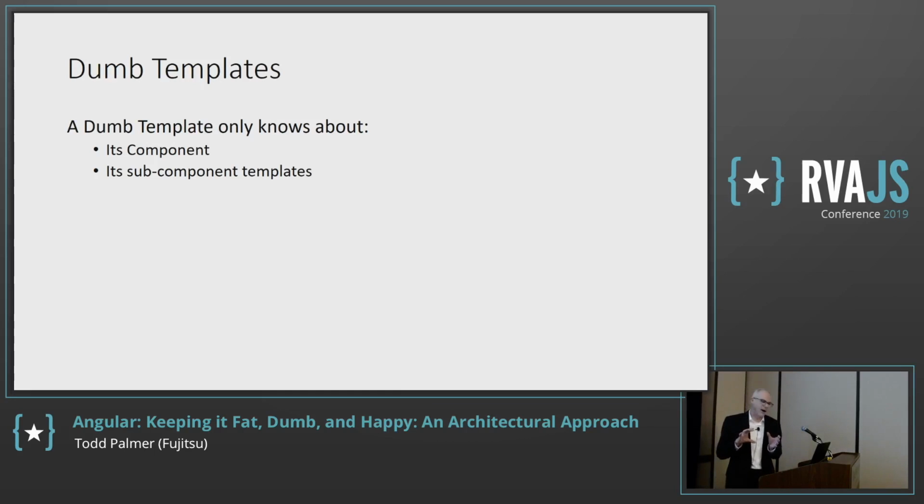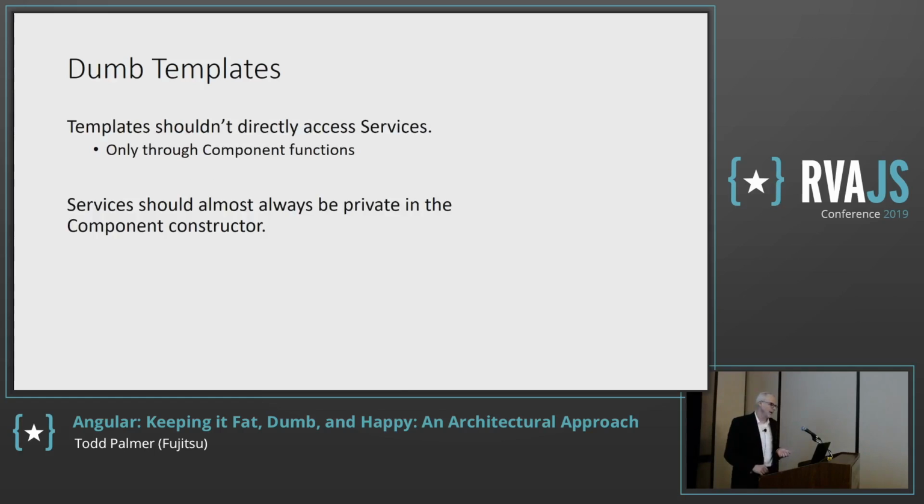All right, so that was our declarative templates. So let's talk about keeping our templates dumb. So when a template is dumb, it really should know only about its own component and any sub-templates that it is displaying. And so based on that, templates should never directly access services, only through the functions in the components, right? And I hope that seems like it's obvious, but I have seen code that does this. So what follows is that the services in the constructors of your components should almost always be private.